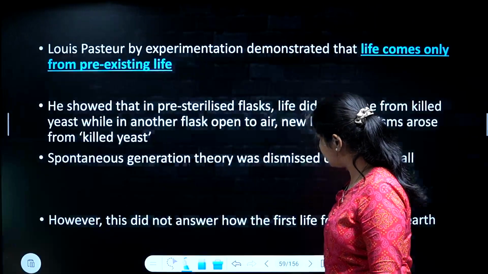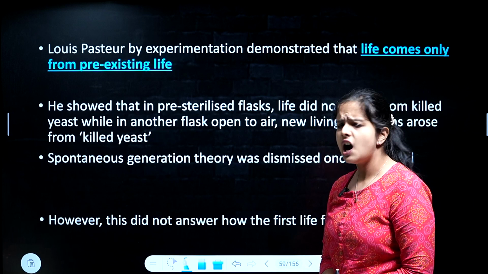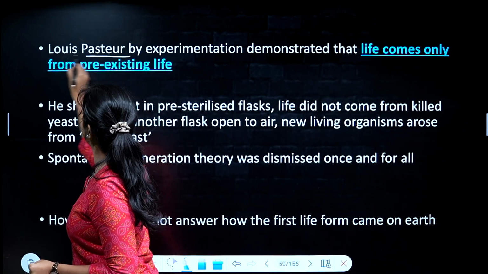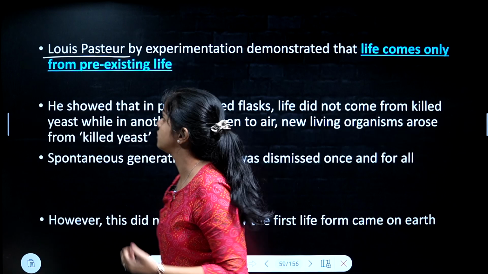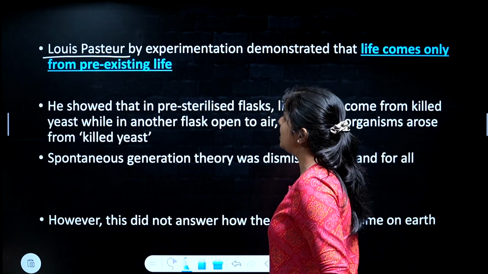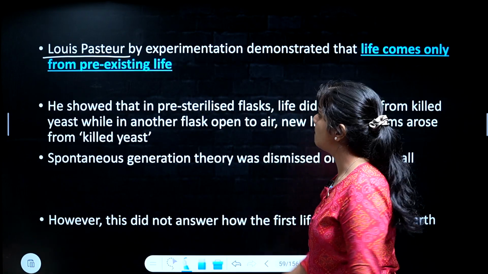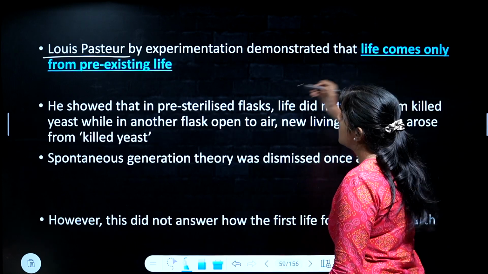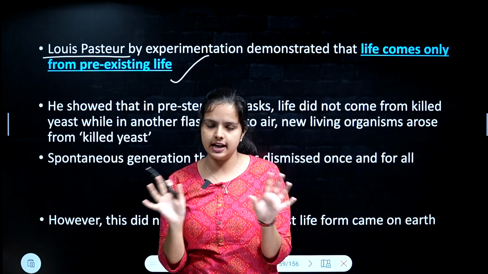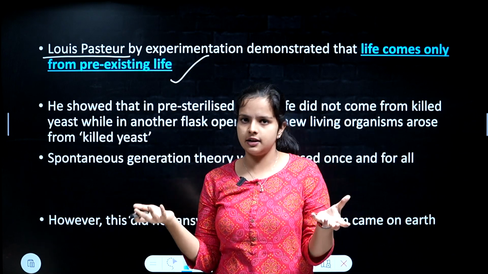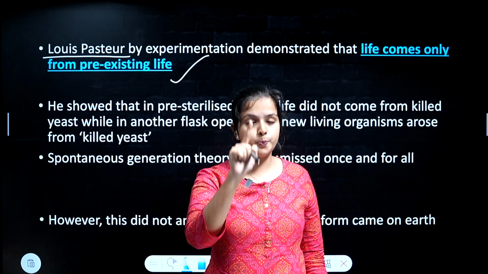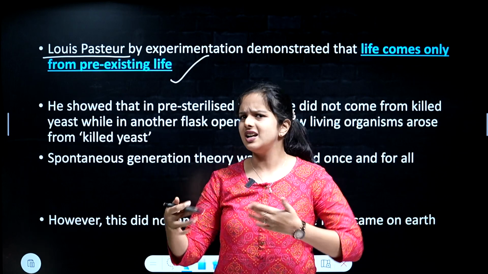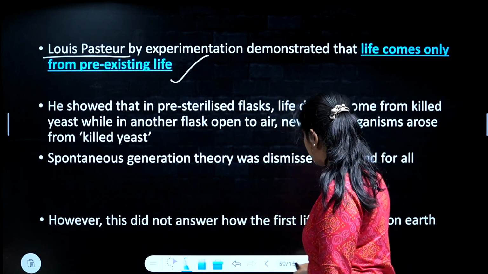But this theory got dismissed really quickly. How did it get dismissed? It was mainly dismissed by a person called Louis Pasteur. You may have heard about Louis Pasteur. So what did Louis Pasteur say? He conducted an experiment, and by his experiment he proved that life only arrives from pre-existing life. He didn't explain where life came from. He didn't understand that, but he proved a point. He proved that life only came from pre-existing cells. So how did he prove this? What was the experiment that he conducted?